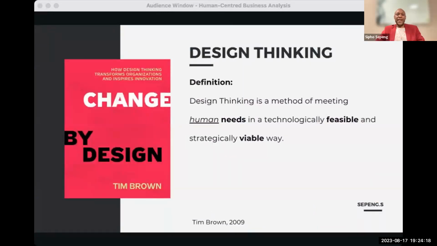And so on to the design thinking process. So Tim Brown, who was CEO of IDEO, the global design and innovation company, defined design thinking as a method of meeting human needs in a technologically feasible and strategically viable way. His aim was really to help global companies innovate. And frankly, it was pretty much his life purpose, and it still is now as co-chair of IDEO.